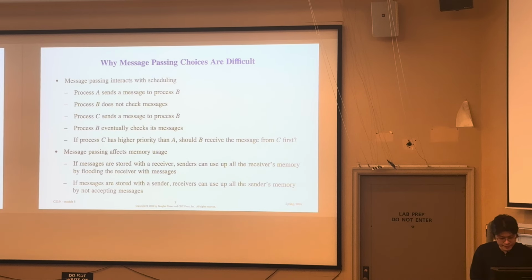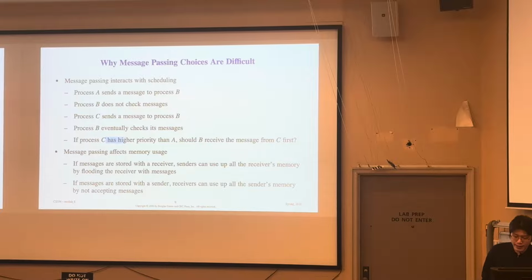Okay, let's see a more concrete example. Process A sends a message to process B, and process B does not check the messages. Process C sends a message to process B, and process B eventually checks its messages. And if process C has a higher priority than A, the question is, should B receive the message from C first? So A and C both send messages to B, and the messages arrive in first in, first out order, let's suppose. A's message arrived first, C's message arrives later.